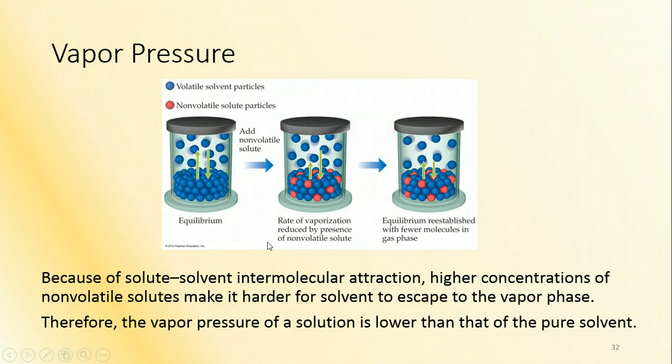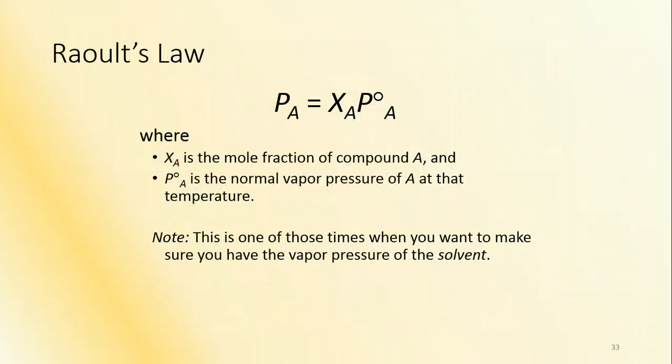So the more particles we have, the more of these red solute particles we'd see in here, the more of an effect we'd have, and the more the vapor pressure would be lowered. How much the vapor pressure is lowered is related to the amount of solute particles present. Then we have Raoult's law. If we ever talk about an ideal solution, that's something that follows Raoult's law exactly.